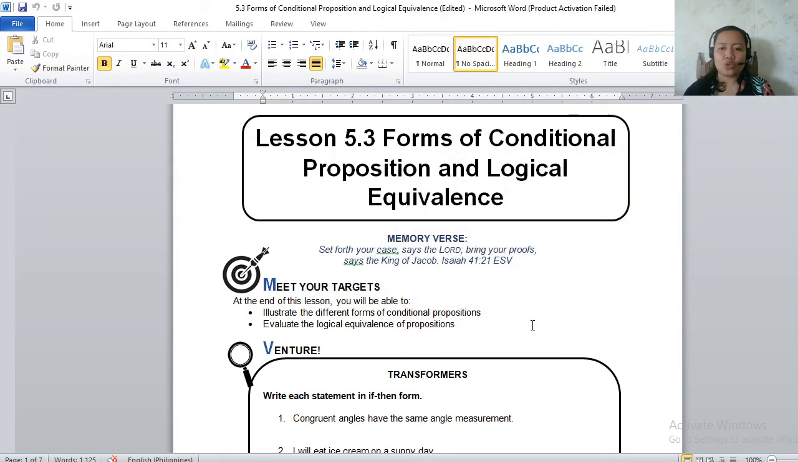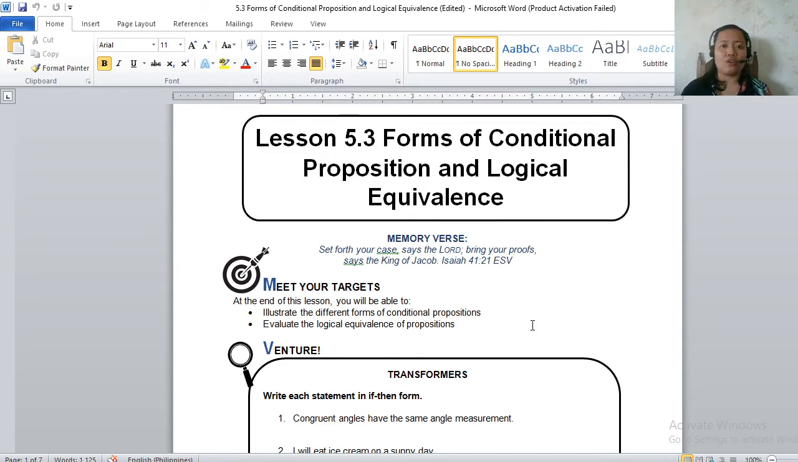Today is January 12, 2021, and we are going to discuss two lessons. That is Lesson 5.3, Forms of Conditional Propositions and Logical Equivalence, and Lesson 5.4, Tautologies and Fallacies. So today, let's read first our memory verse.